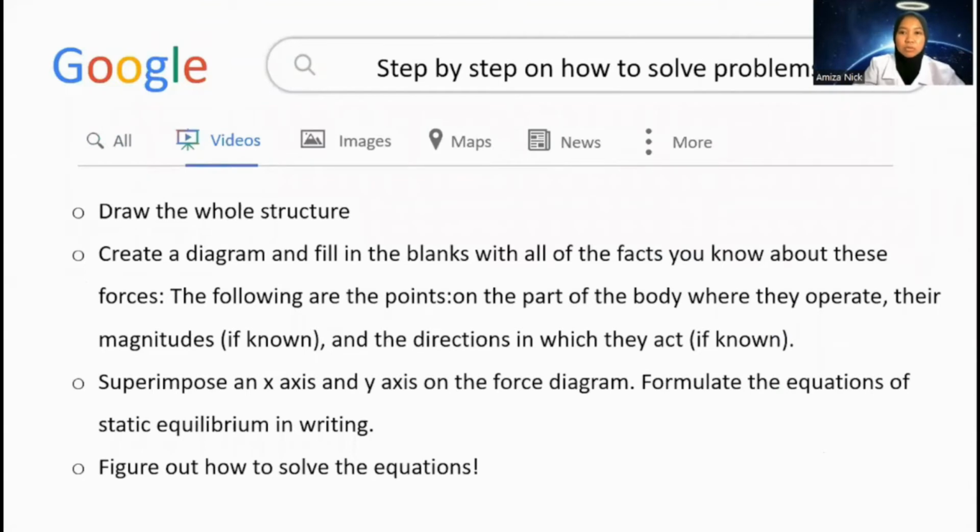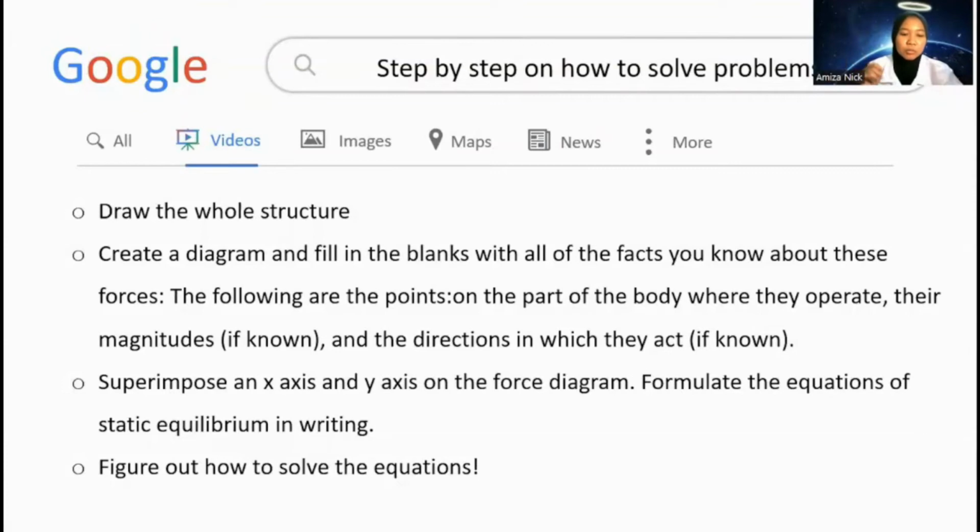There are step-by-step instructions on how to solve static problems. The first one, you can make a drawing of the whole structure. The second one, you can choose the object and draw it separately. The object chosen must have many known forces and at least one unknown force acting. The third one, you can draw the free body diagram of the object, such as showing the forces acting on the object, upward, downward, right, or left.